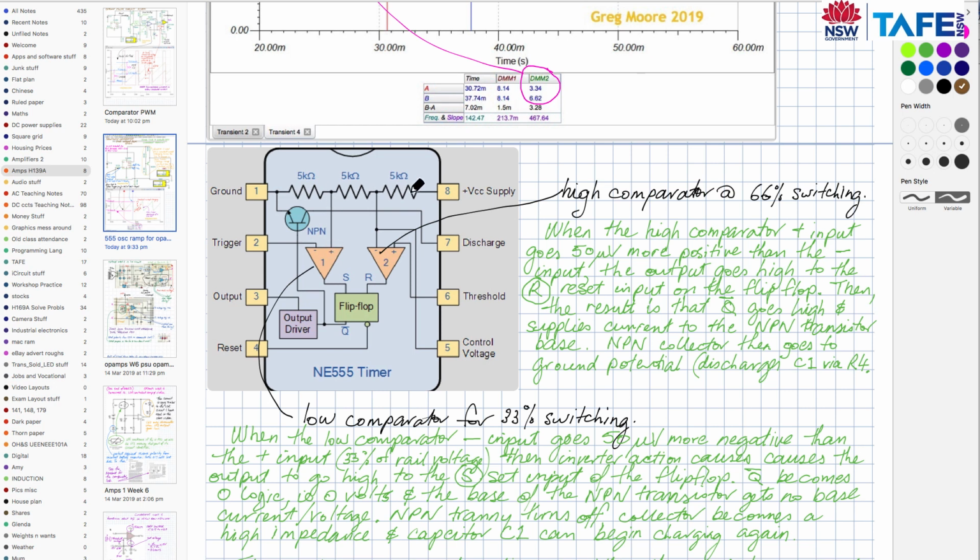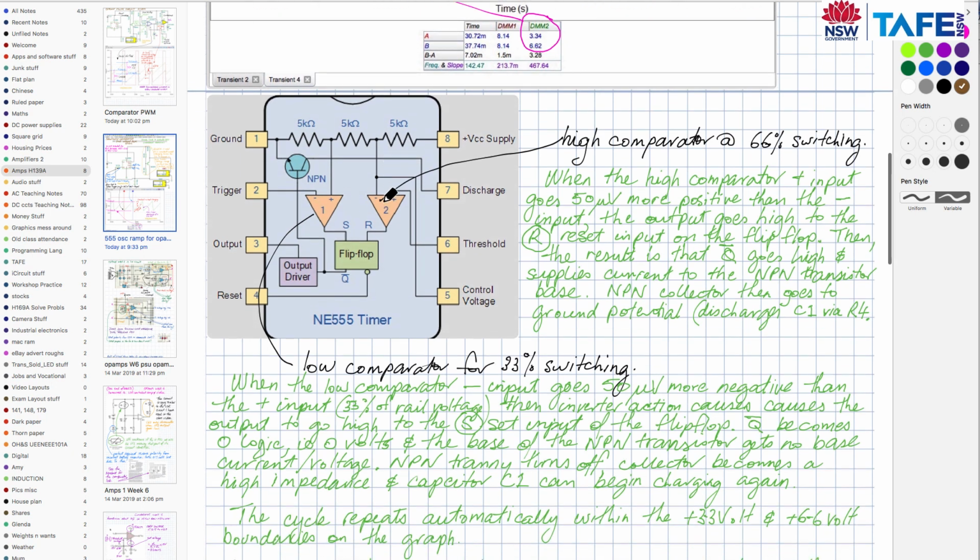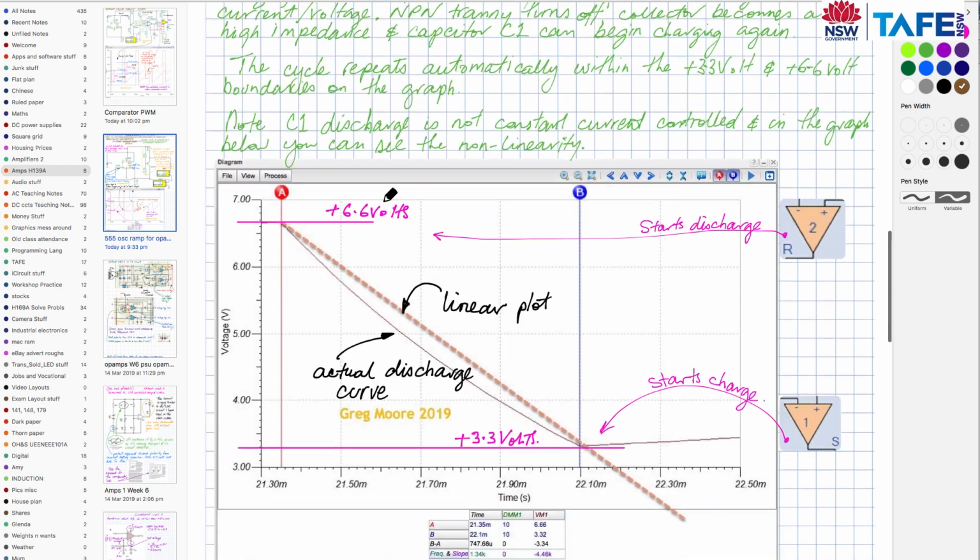Quite easily shown in this nice diagram because 5K, 5K, 5K, we've got a voltage divider whereby if we get 5K and divide it by 15K and multiply it by VCC, we'll find that we do in fact get 33% of rail. And likewise, if we get 10K and divide it by 15K, simple ratio there, multiplied by VCC, we'll get 66%.